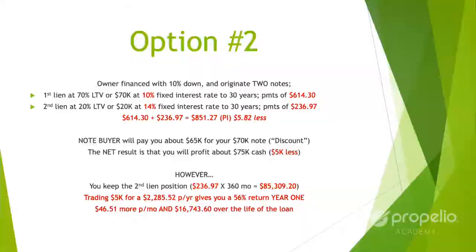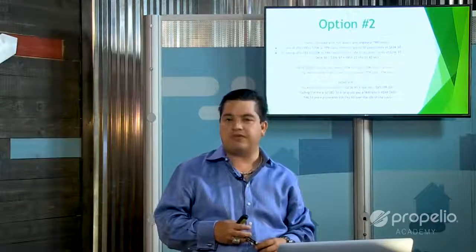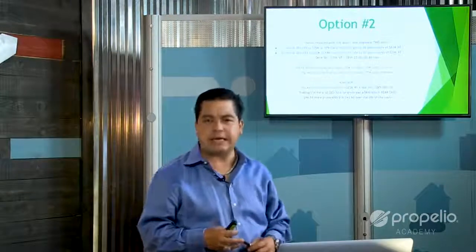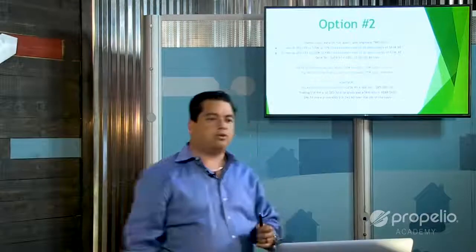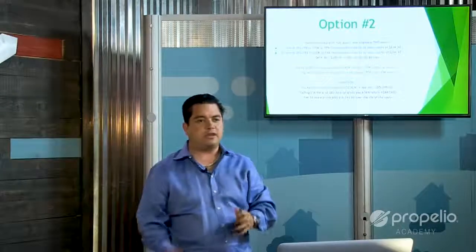This is crucial. Why is this crucial? Most note buyers currently are happy with 10% fixed interest rates. They're happier with 11, but they're happy with 10. So if you lower the interest rate on the one you're going to sell to a point that they're still happy, they'll still buy it all day, every day, and twice on Sunday, that allows you to increase the second lien position to a higher amount. Now remember, this one's the one you're going to be keeping. So let's see how the math adds up.